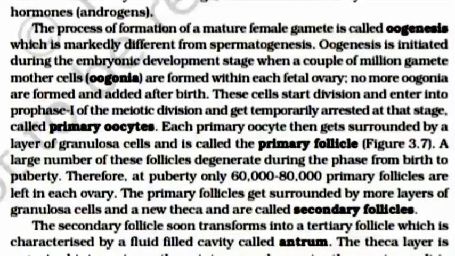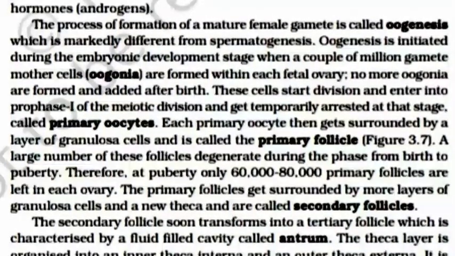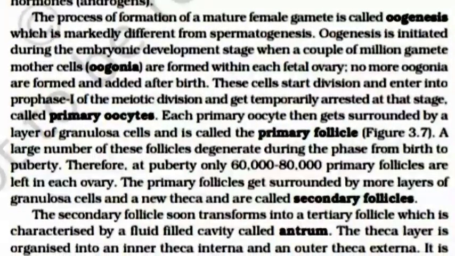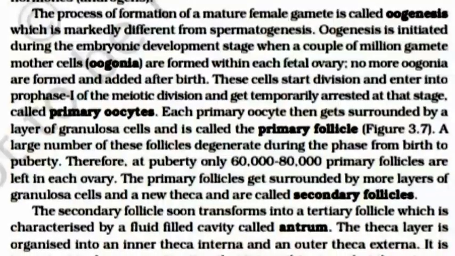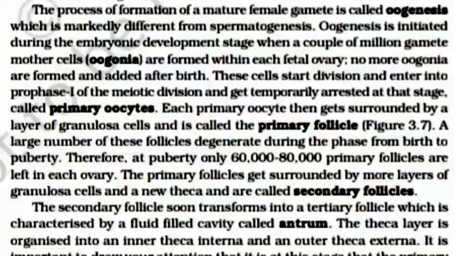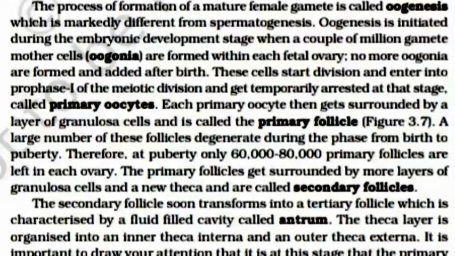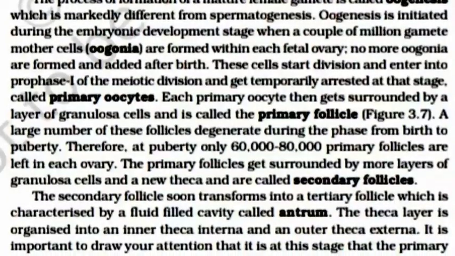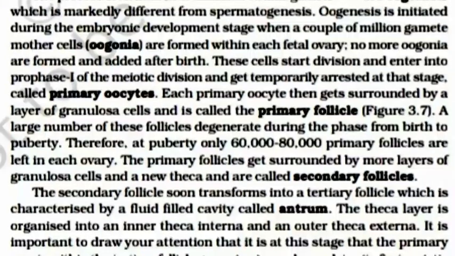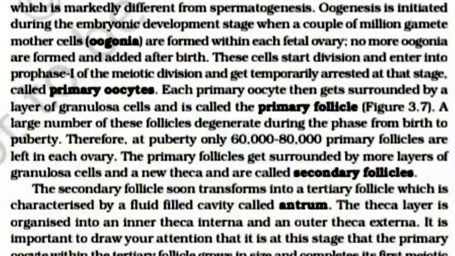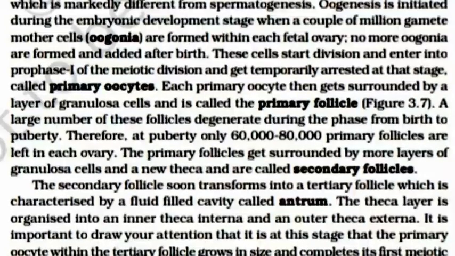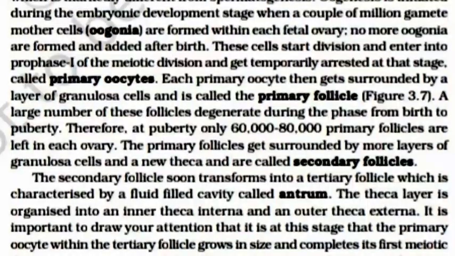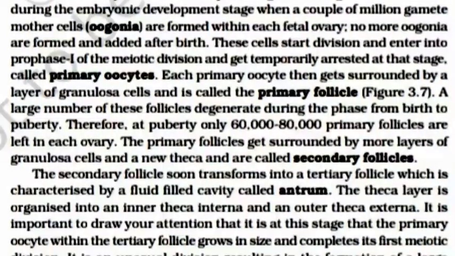The arrested cell is called a primary oocyte. Each primary oocyte then gets surrounded by a layer of granulosa cells and is called the primary follicle. A large number of these follicles degenerate during the phase from birth to puberty. Therefore, at puberty only 60,000 to 80,000 primary follicles are left in each ovary. The primary follicle gets surrounded by more layers of granulosa cells and a new theca and is called a secondary follicle.